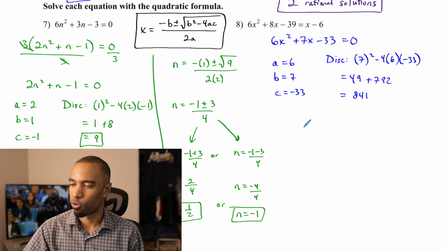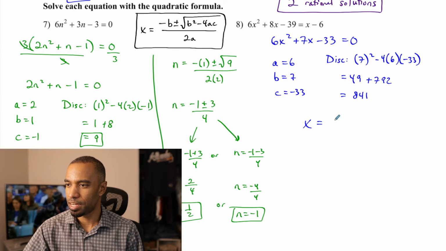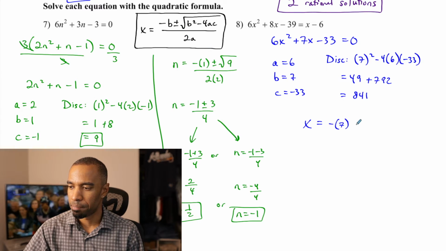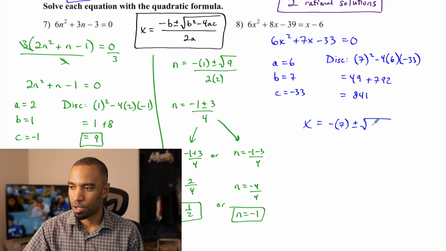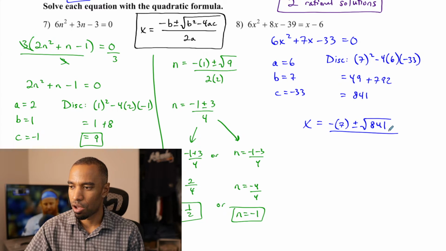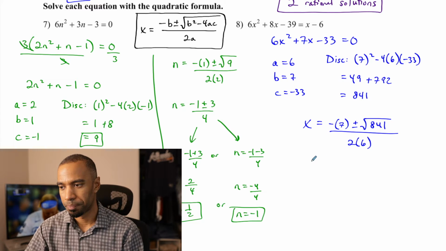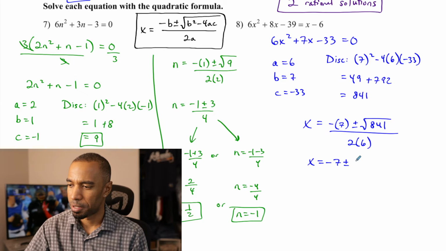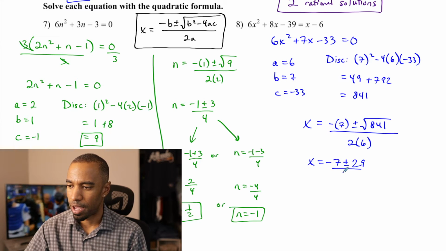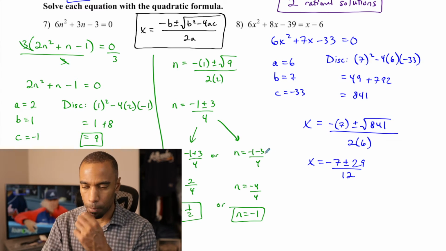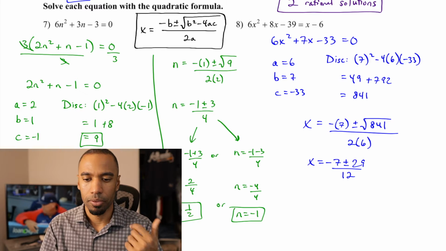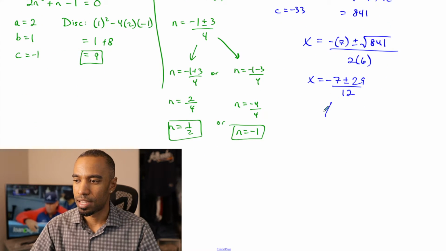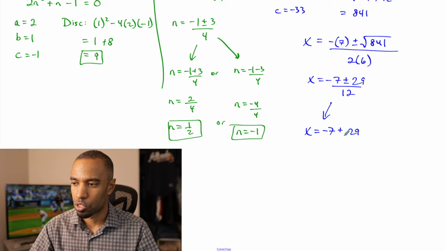All right, quadratic formula here. x equals negative b plus or minus the square root of 841, all divided by 2a, all divided by 2 times 6 there. So x equals negative 7 plus or minus 29, all divided by 12. So we're going to do x equals negative 7 plus 29 divided by 12, and x equals negative 7 minus 29 divided by 12.